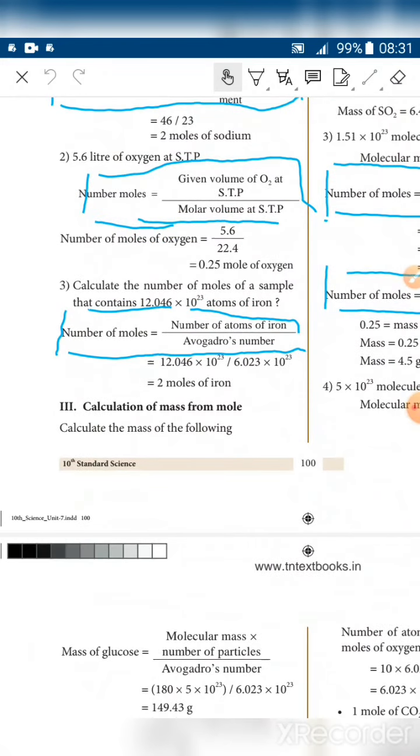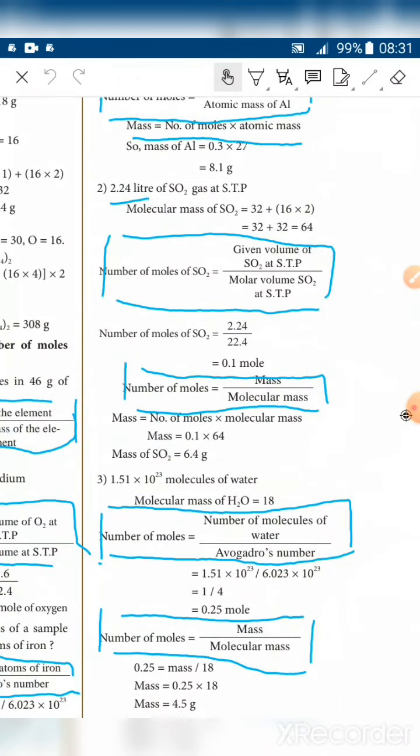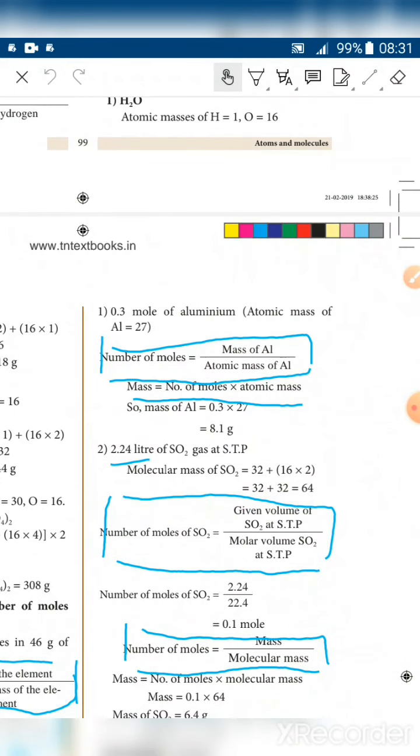Then calculate the mass from the mole. The formulas are the same, and we modify the formulas then and there to calculate mass or number of atoms. First, you have to find the number of moles from the given amount of substance. Suppose 0.3 mole of aluminium. To find the mass, we have to modify the formula. Mass is equal to number of moles into atomic mass. So mole is given 0.3, atomic mass of aluminium is 27.